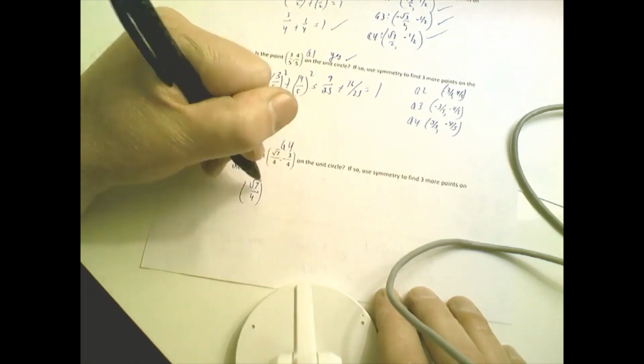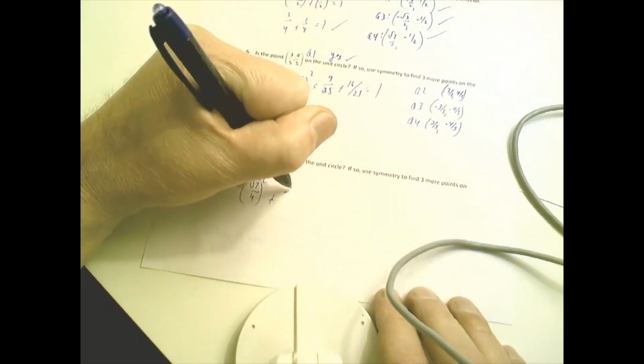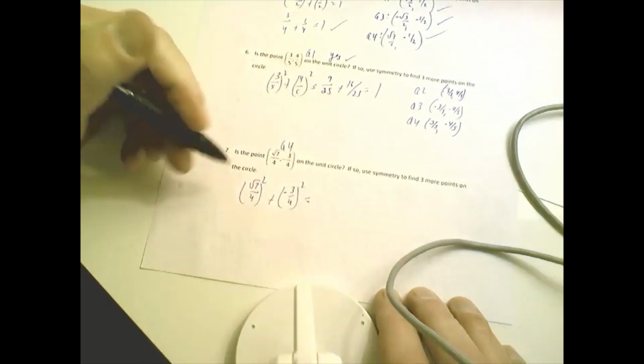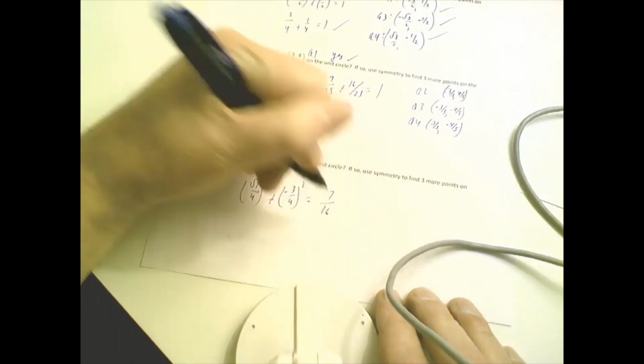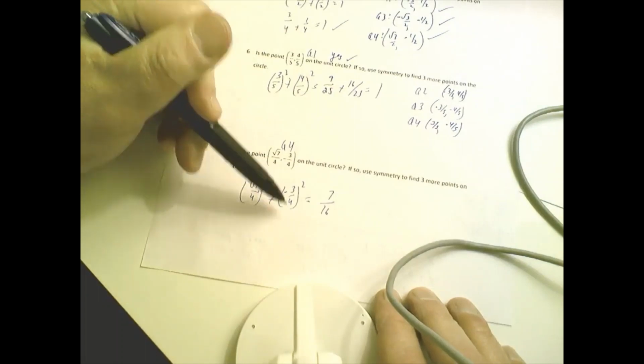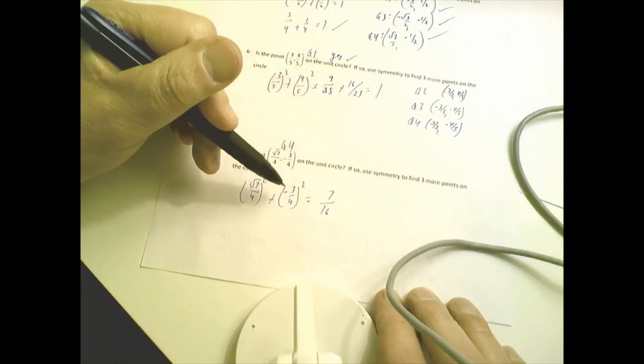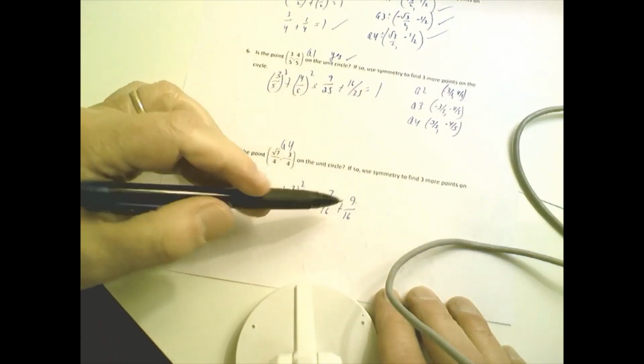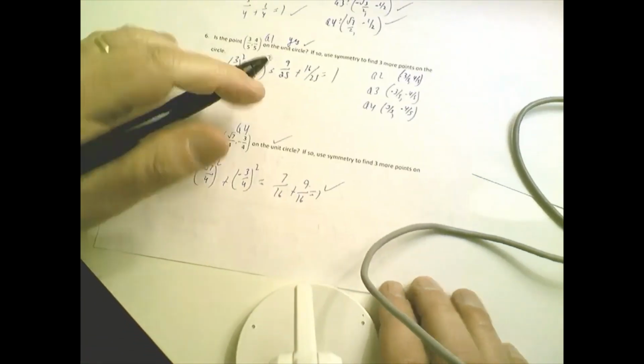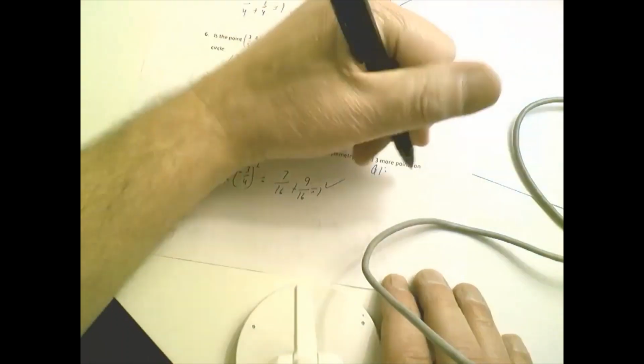Let's test it out. Square root of 7 over 4 squared plus negative 3/4 squared. Square root of 7 times square root of 7, 7. 4 times 4, 16. 7/16. Negative 3/4 times negative 3/4 is positive 9/16. 7 plus 9, 16 over 16 equals 1. Yes, it's on the unit circle in quadrant 4. Quadrant 1, both values would be positive. Square root of 7 over 4, 3/4.